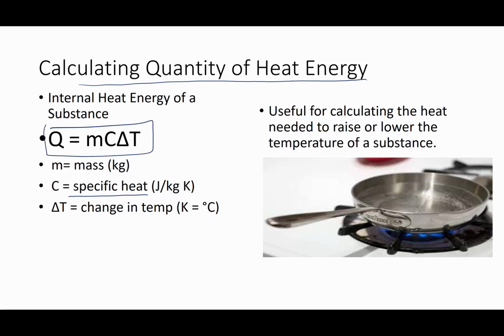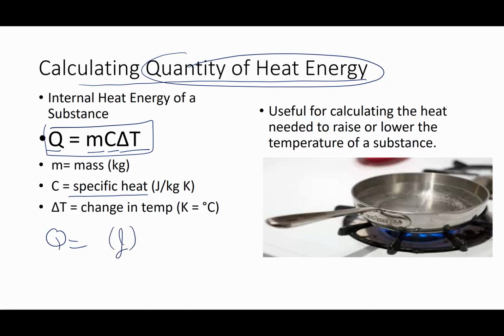In this equation, Q is mc delta T, where Q stands for quantity of heat energy. Now that is typically measured, most of the time, in joules, and m of course is mass. Delta T is change in temperature, and that can be in Kelvin or degrees Celsius because it is a change in temperature, and these two are the same size. It doesn't matter which we're using. And the third thing in this equation is something called specific heat. We're going to spend a lot of time discussing that in a minute.